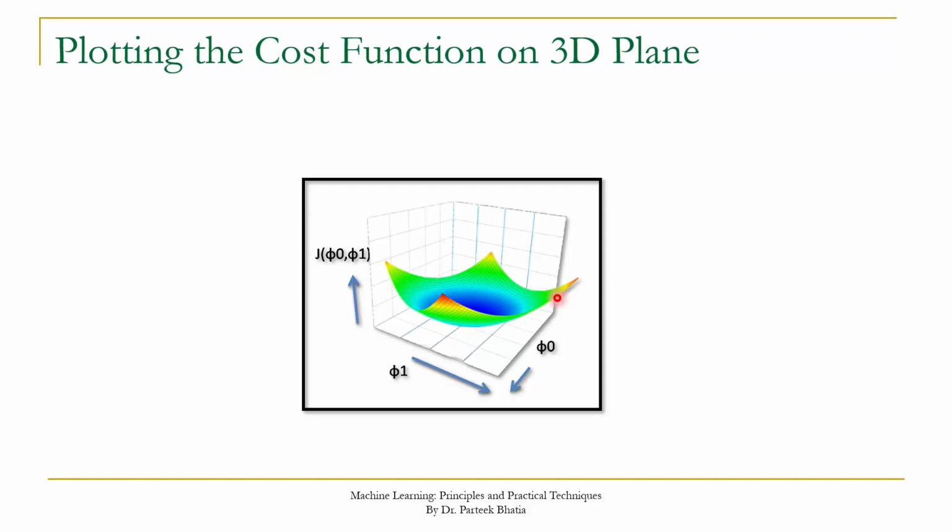in 3D plane. So again you can see that it is a shape of bowl and we have to find out the minima of this cost function, which is actually the bottom of this bowl, and that bottom point will give us the actual best fitted straight line.